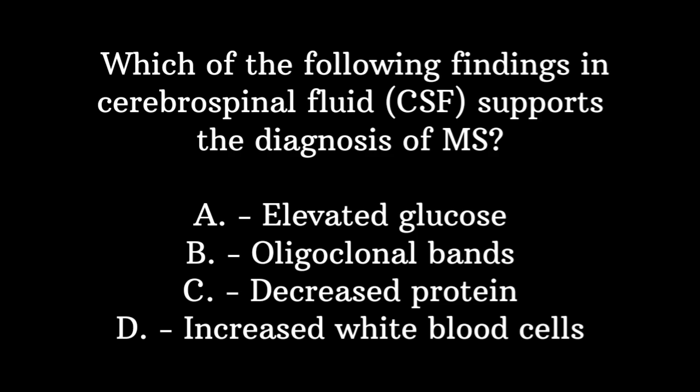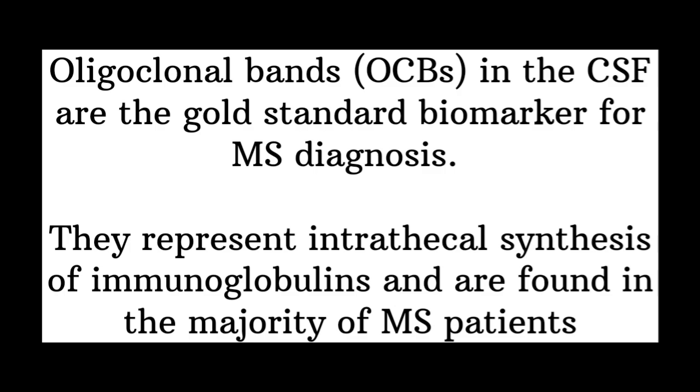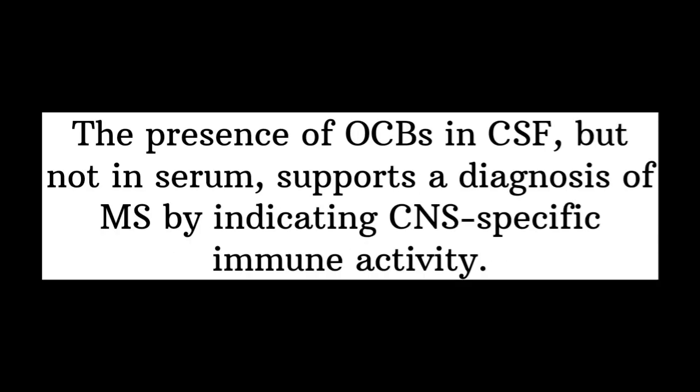Question. Which of the following findings in CSF supports the diagnosis of MS? Options A. Elevated glucose, B. Oligoclonal bands, C. Decreased protein, D. Increased white blood cells. The correct answer is option B. Oligoclonal bands. Oligoclonal bands, that is OCBs, in the CSF are the gold standard biomarker for MS diagnosis. They represent intrathecal synthesis of immunoglobulins and are found in the majority of MS patients. The presence of OCBs in CSF but not in serum supports a diagnosis of MS by indicating CNS-specific immune activity.